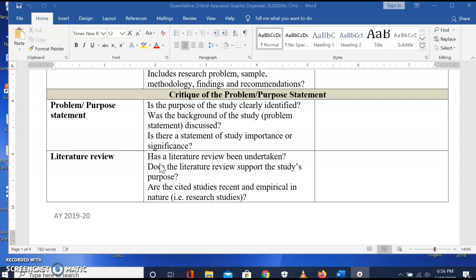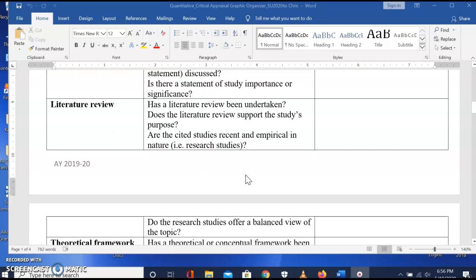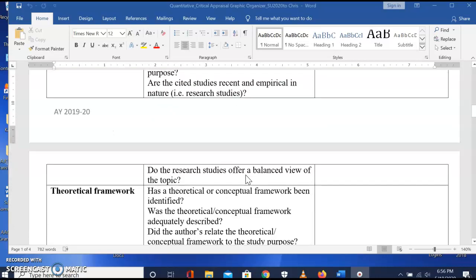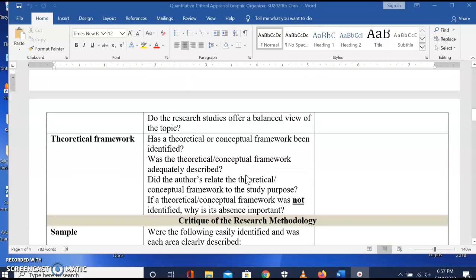In the quantitative critical appraisal here, we want you to look to see what kind of studies were looked at. Were they recent, within the last 5 years, the last 10 years? And were those articles that were cited topical articles or were they research in nature? It'd be better if they were research in nature. Do the research studies that are cited in the literature review offer a balanced view of the topic?